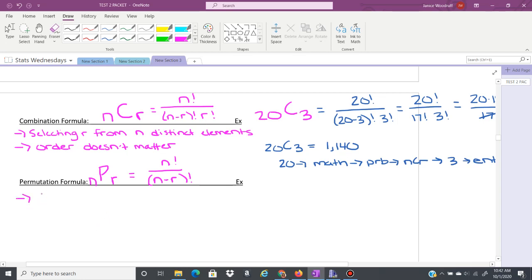Permutation is when we do out of n elements, select an ordering. And then in this one, of course, order will matter.